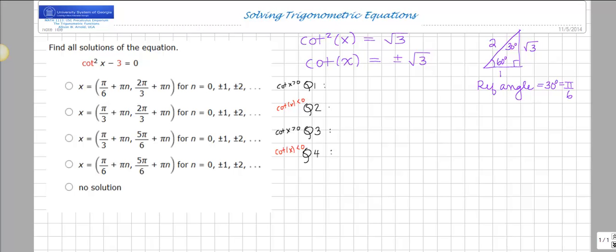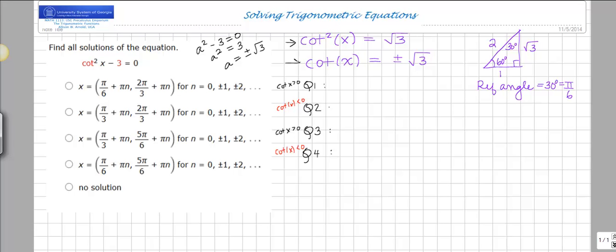Here's another trig equation that we can solve using our basic reference triangles. Find all solutions of the equation cotangent squared of x minus 3 equals 0. One thing I'd like you to note is just like in algebra, if you were to have an equation where you had one square term that you could isolate, you can apply the square root property. So let's do the same thing here.